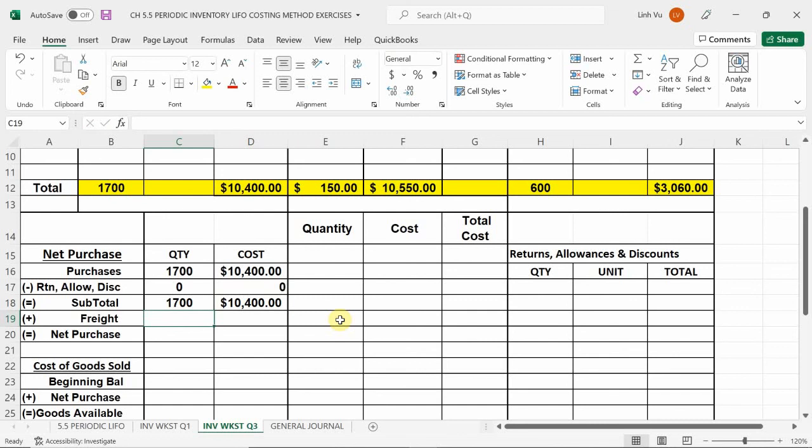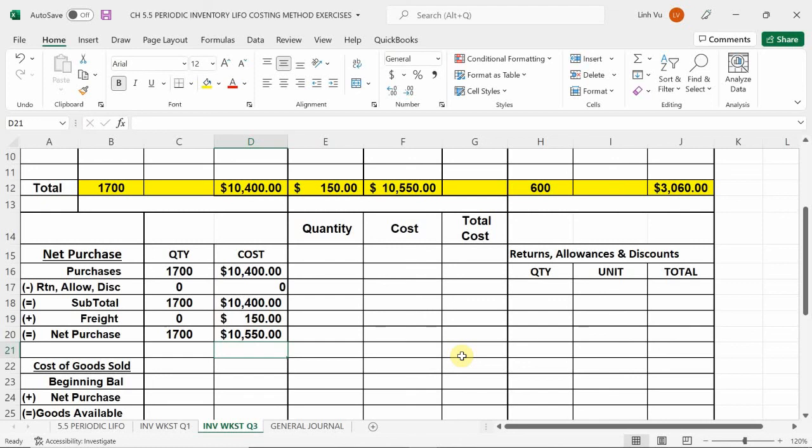Freight, once again, adds 0 to quantity, but it does add that 150 to the cost. So in this case, since I have to add up my columns, for my net purchases, I purchased a total of 1,700 units at a total of 10,550. We already solved it from above in our purchases, right?